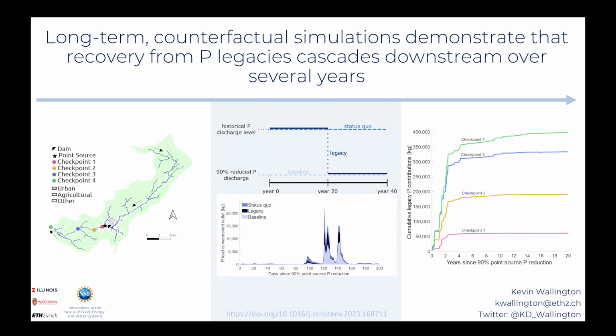So to conclude, using our extended watershed model and long-term counterfactual simulations, we arrive at an answer to our motivating question. And we can say that cascading in-stream phosphorus legacies can delay water quality recovery for several years, not just 1 year, for locations far downstream from the remediated source. And these results that we've shown demonstrate this conclusion in the form of elevated streambed phosphorus concentrations at locations further downstream, in the form of higher in-stream legacy contributions to river phosphorus loads further downstream, and longer lasting legacy contributions to loads at locations further downstream.